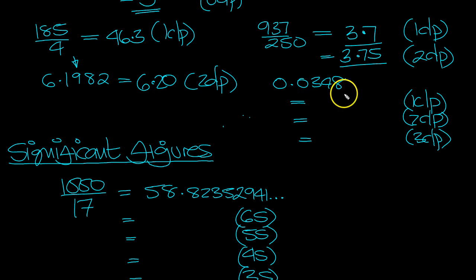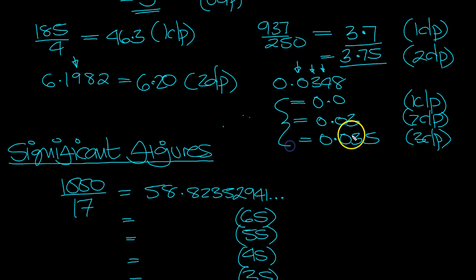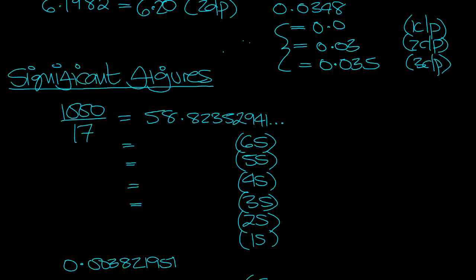And the next one, this to 1dp, the first decimal place is here. This is a 3, so we round down, 0.0. 2dp, we're here. This is a 4, so we round down, 0.03. And 3dp is here, isn't it? This is an 8, so we round up the 4 to a 5, 0.035. So these are the different approximations of that number.